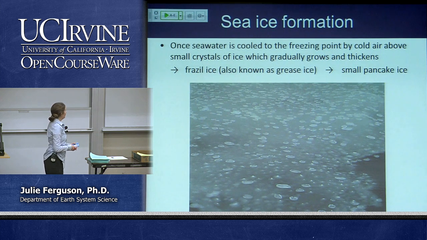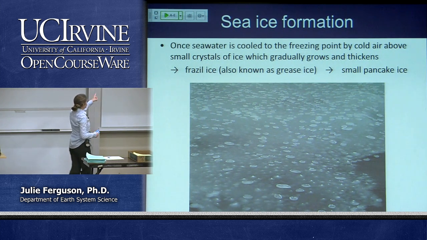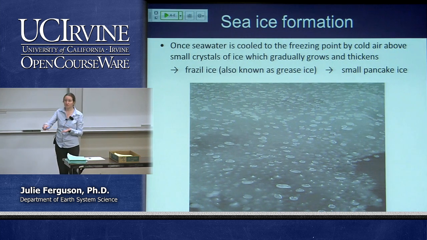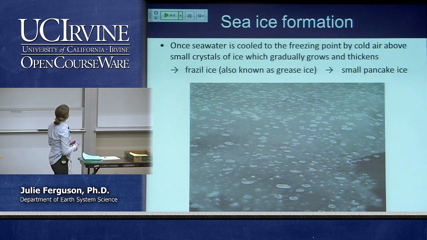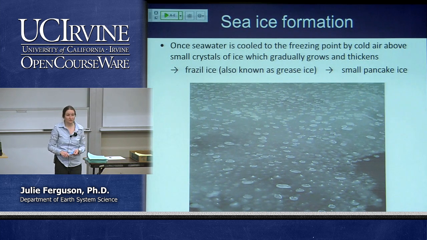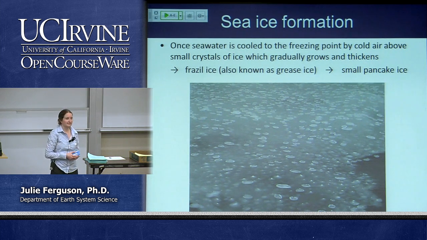And especially on calm water like this, they form that grayish, slushy-looking texture. It looks just like an oil slick on the surface. Okay? And that's something we call fragile ice. It's also known as grease ice because it looks like that oil slick.